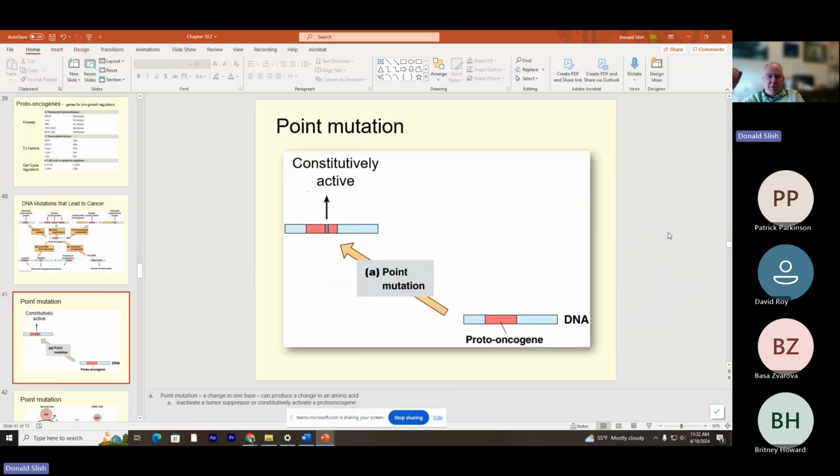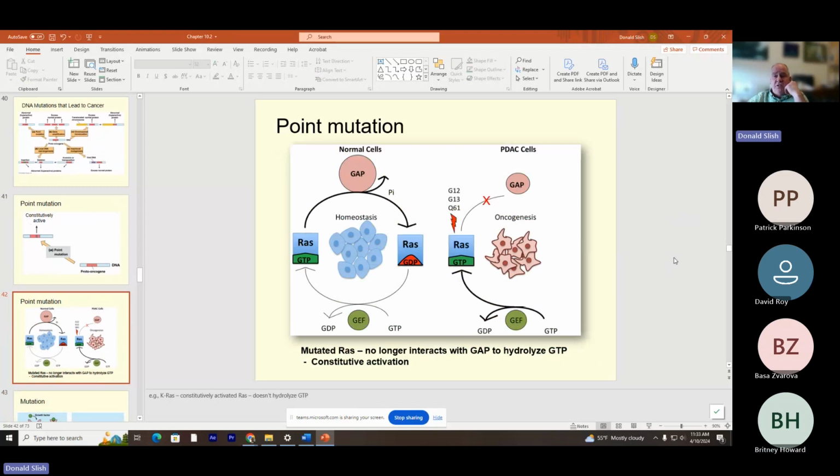And I don't know about you, but whenever I think about mutations, this is usually where my mind goes, point mutations. So you're just changing one or a few bases, and that can change some amino acids in the protein, and that can cause it to become constitutively active. Good example of that is RAS. RAS is a protein that's got 3 kind of vulnerable amino acids that if you change any one of those, it doesn't interact with GAP anymore, and so it's constitutively turned on. It can't break down GTP anymore, so it's always on, and that makes it oncogenic. It's a classic example of a point mutation.